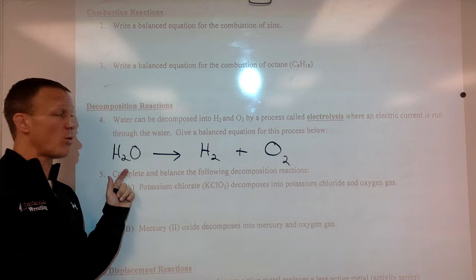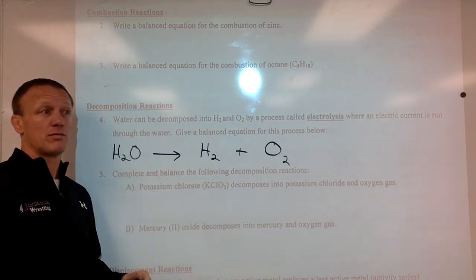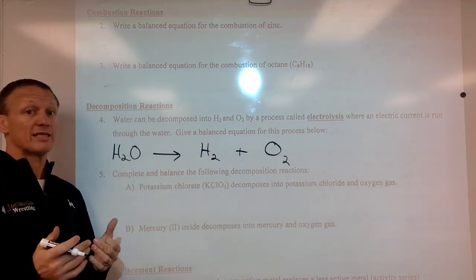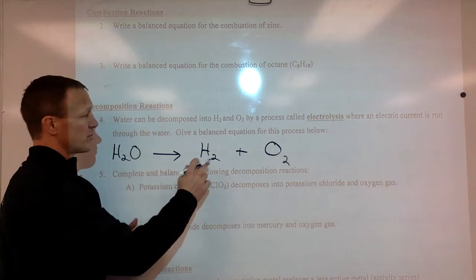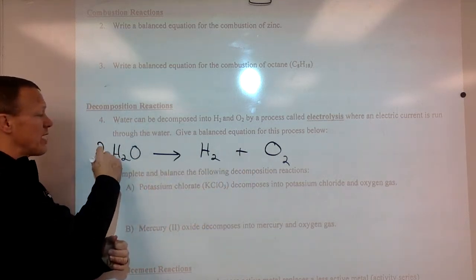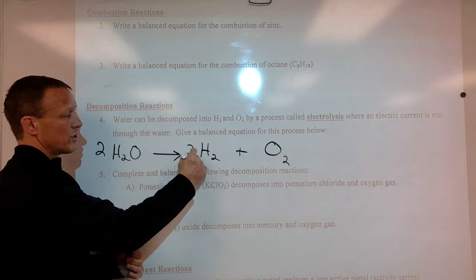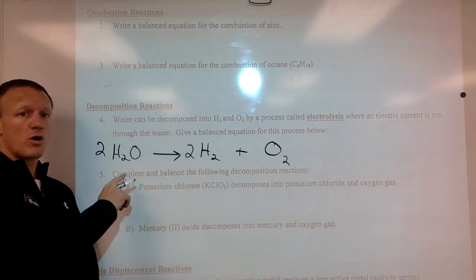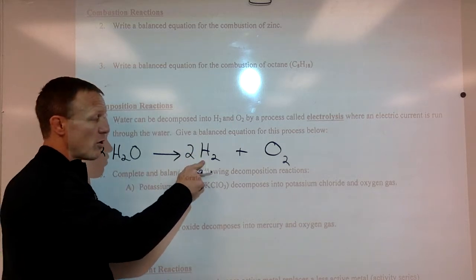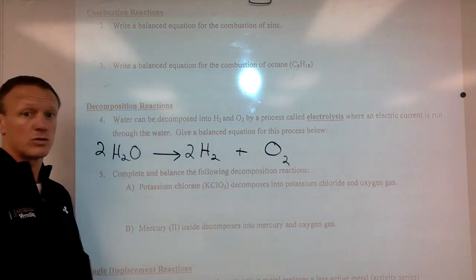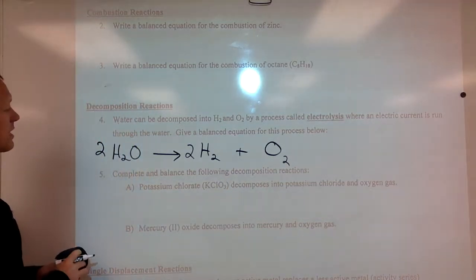Remember, you cannot boil water to make this happen. Boiled water still turns into H2O, just as a gas. To balance this, 2 oxygens there and only 1 here, we need to double that. 4 hydrogens, double that. So 2 molecules of water split apart into 2 molecules of H2 and 1 molecule of O2. That's a decomposition.